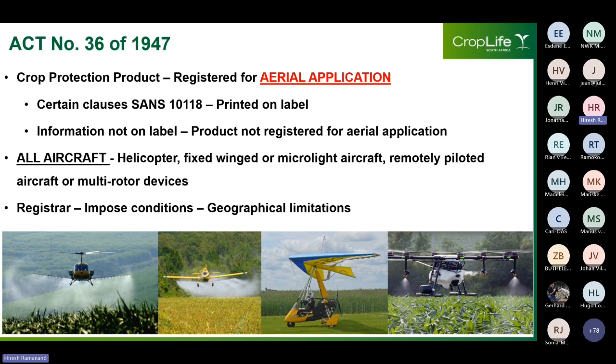The Registrar of Act number 36 of 1947 may also impose certain conditions on any registered crop protection product, such as limitations on where a product may be aerially applied geographically. It is therefore critical that farmers, producers, and operators of aircraft study the product label carefully and comply with any restrictions.